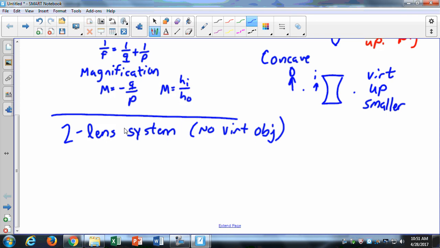That's where your object distance is negative. If you don't know what I'm talking about, don't sweat it. Just look at the examples that we did in class, because those were ones like you'll see on the test. And there is definitely a two-lens system on there.